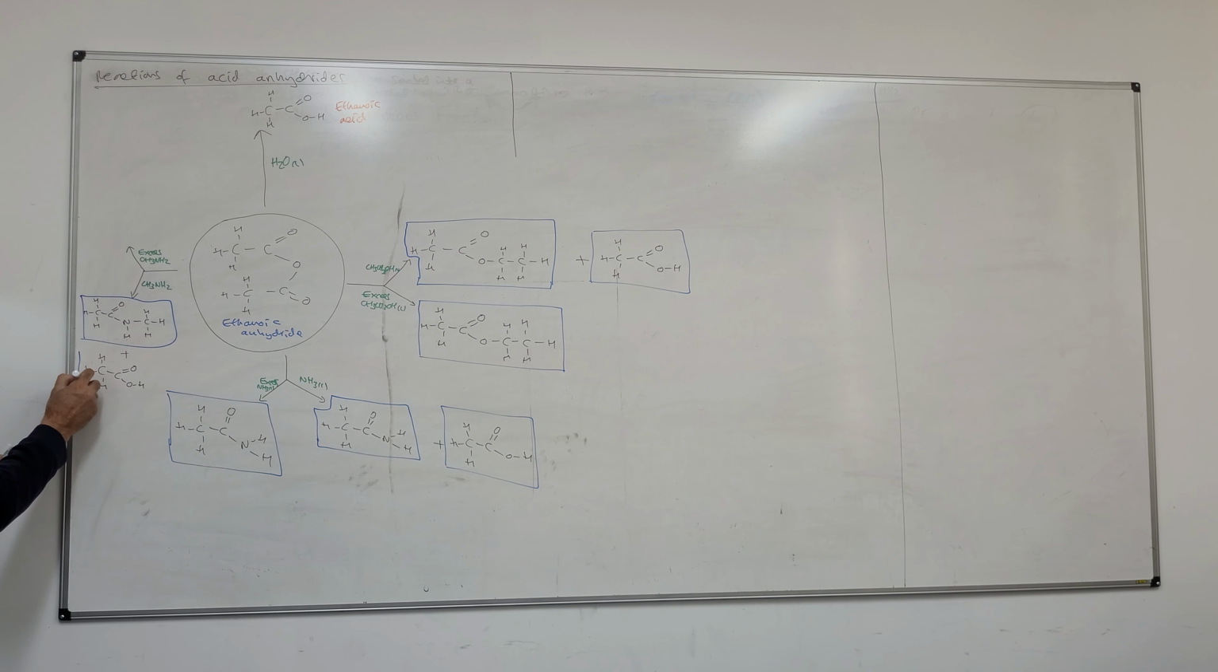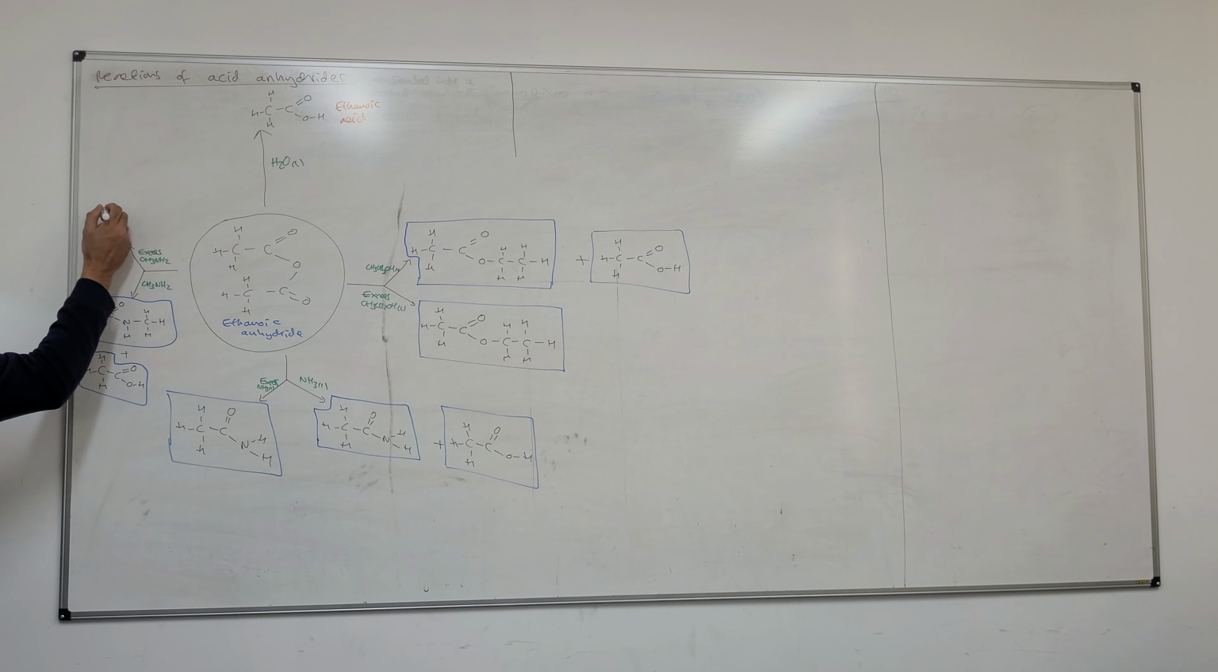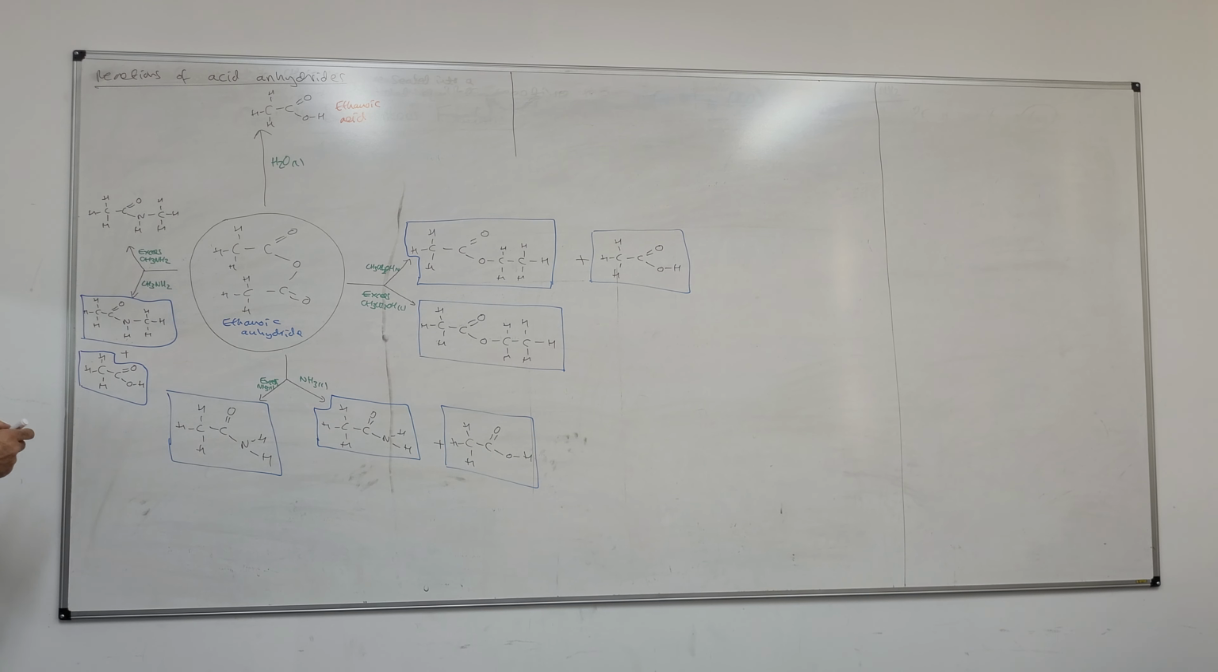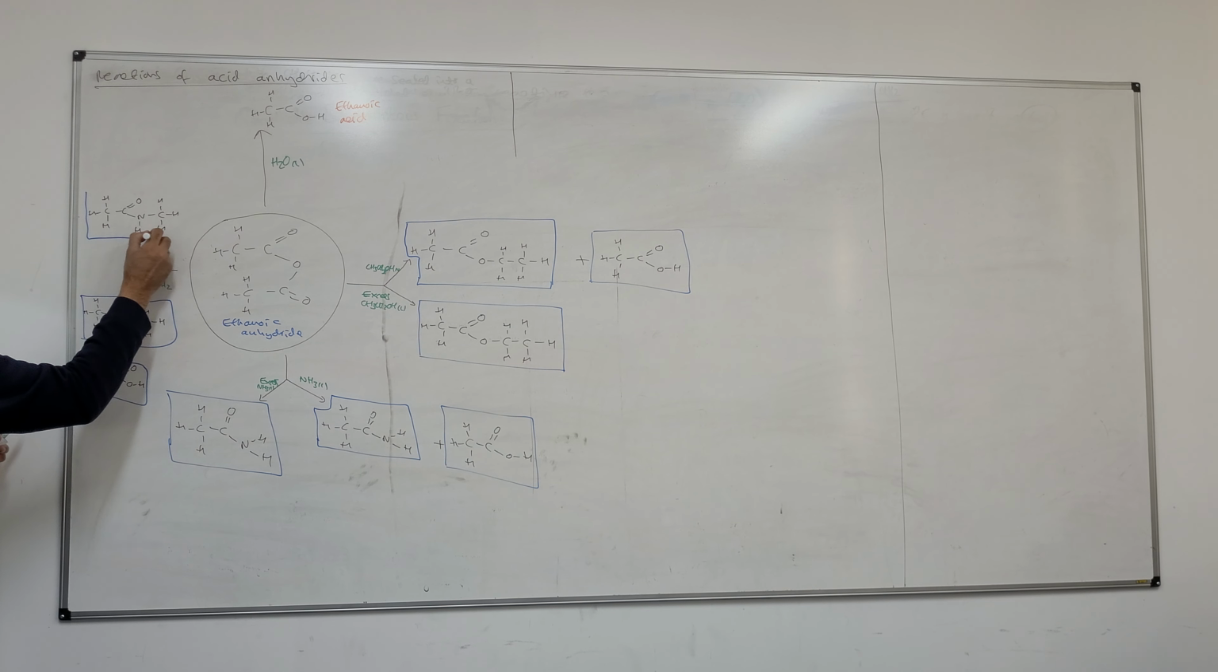And finally, when we use excess methylamine, the only thing you will now get is 2 moles of the N-substituted amide, and you won't get anything else. So you get 2 moles of N-methyl ethanamide. Okay, so that's the first thing.